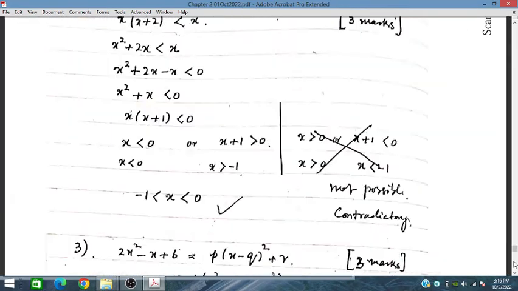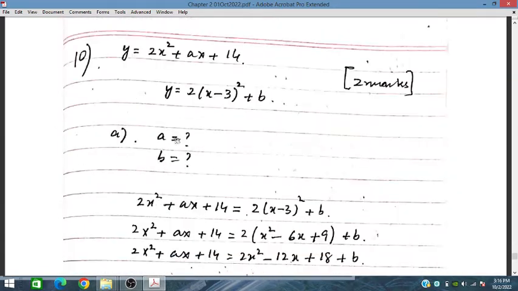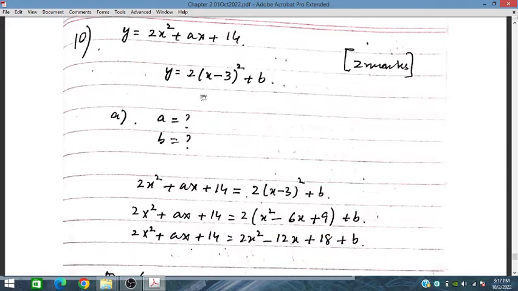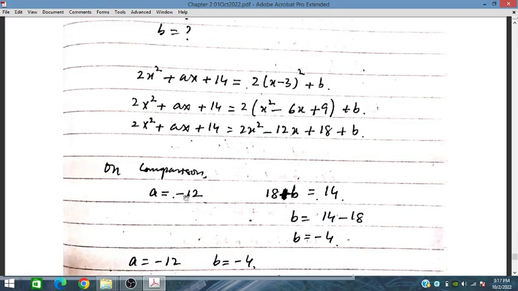Question number 10. We have to find this: 2x is equal to y, 2x, b, 3, and by equating we have a is equal to 12 and b plus 18 is equal to 14.